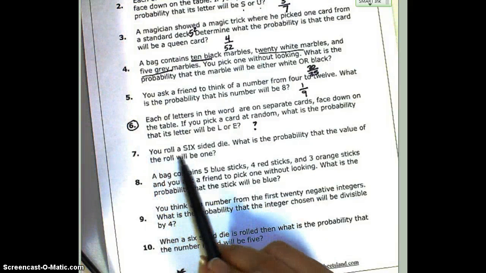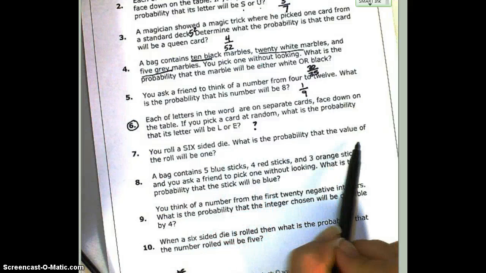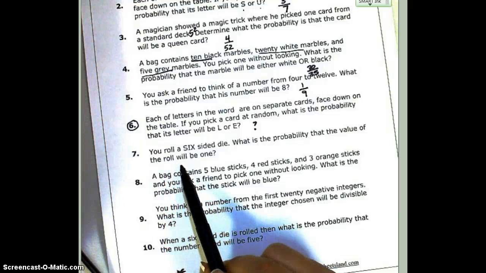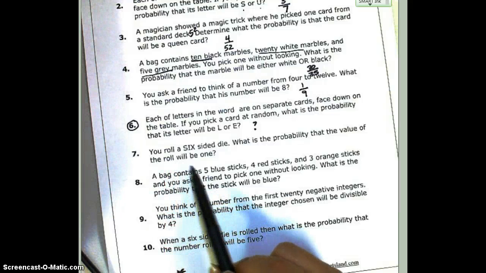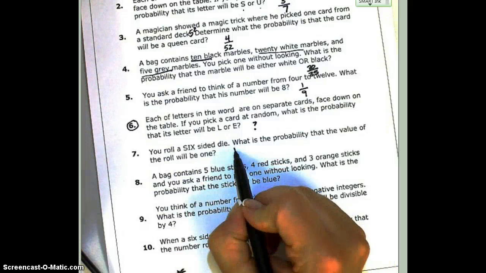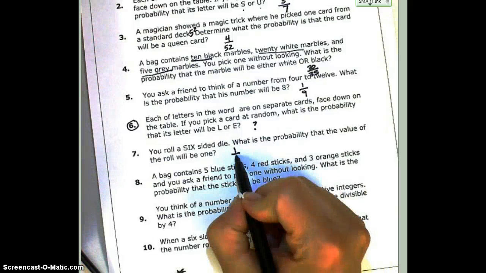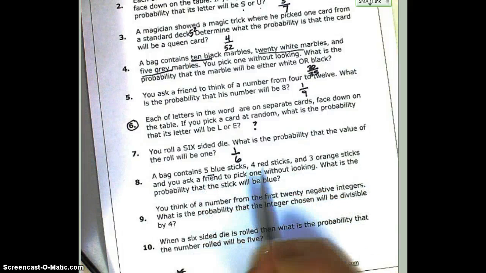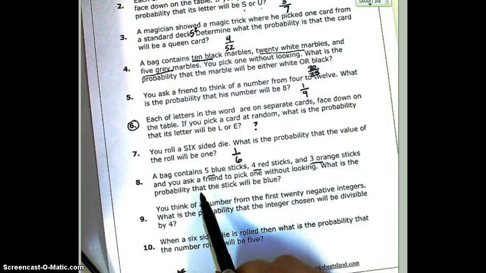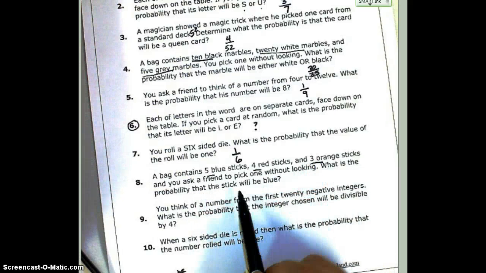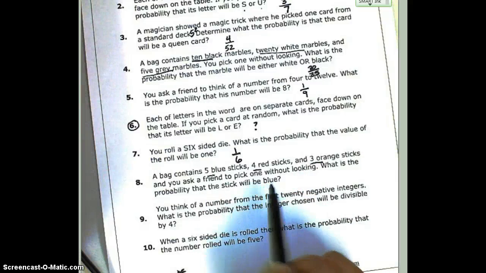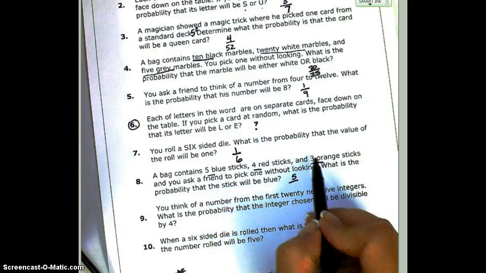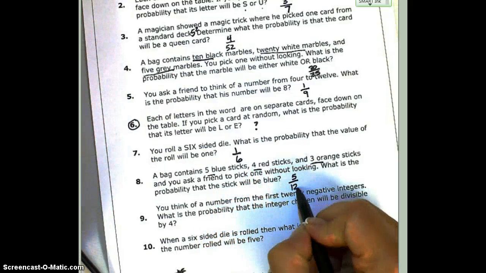You roll a 6-sided die. What is the probability that the value of the roll will be 1? For this one, there is only one 1 on the die, and there are 6 sides to the die, so that's a 1/6. A bag contains 5 blue sticks, 4 red sticks, and 3 orange sticks. You ask a friend to pick one without looking. What is the probability that the stick will be blue? Well, there were 5 blues. Out of how many? 5 plus 4 is 9, 10, 11, 12, so 5/12 for that one.